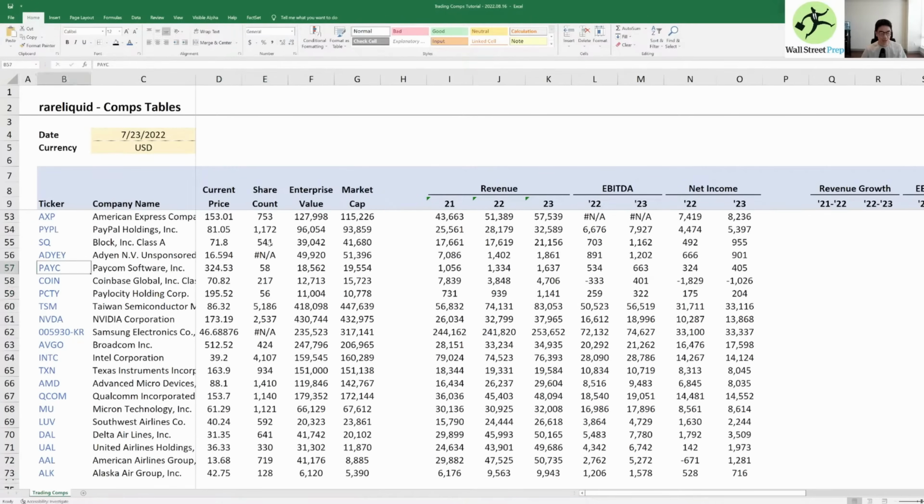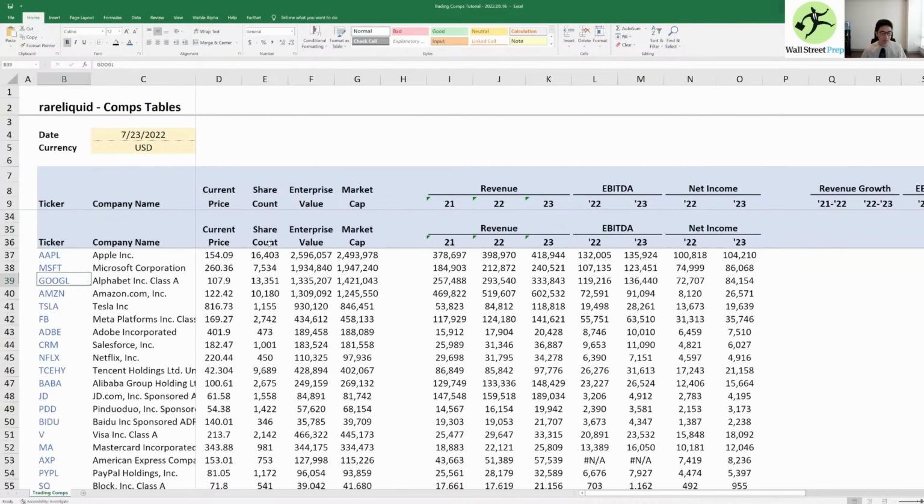Oh, maybe like Paycom, right? This is a really small company that's worth I think $18 billion. And for a small company, you would have a lot of variety. But for Apple, since it's one of the largest companies in the world, we're probably going to have to use some of the largest.